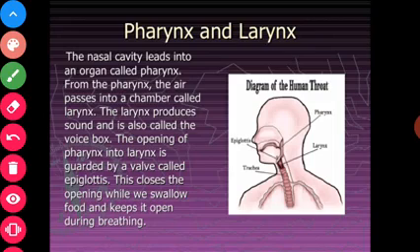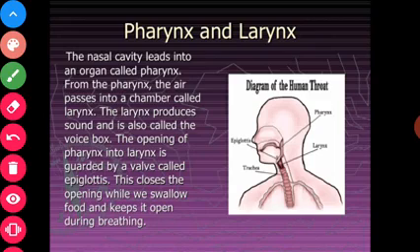The opening of the pharynx into larynx is guarded by a valve called epiglottis. Here is the epiglottis. What is this epiglottis? At the top of the trachea, as you can see in the diagram, there is a flap of cartilage, or we can say there is a soft bone called epiglottis. What is the function of this epiglottis that is present in the human respiratory system, or that can play an important role in the human respiratory system?